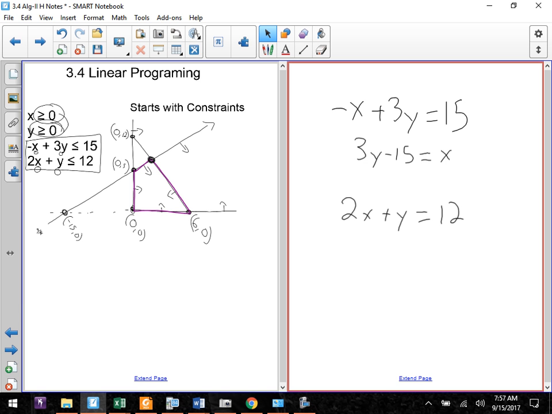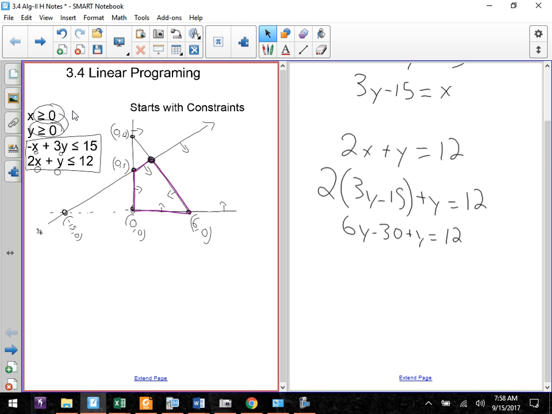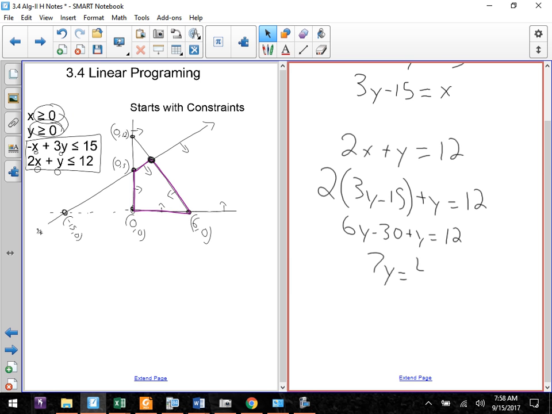So if I do 2 times the quantity 3y minus 15, plus y is 12. Distribute out, you get 6y minus 30 plus y is 12. Moving things around, what do you get? Very good. You're going to get 7y is 42 by moving things around. And you're right, y equals 6. You okay with that?